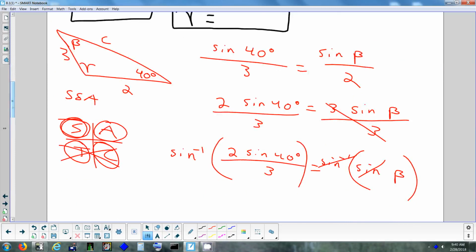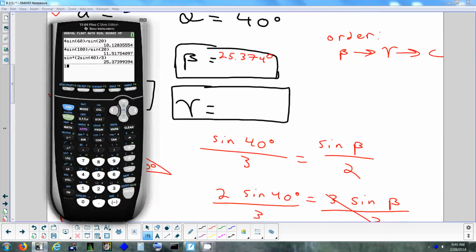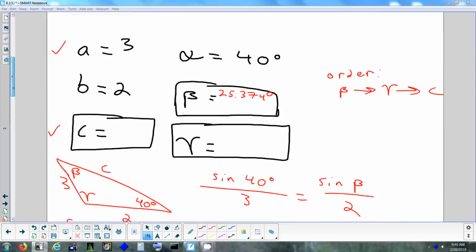So let's check the second answer. 180 minus the reference angle. So 180 minus 25.374. I'm not going to write it down yet in the box. I get 154.626.